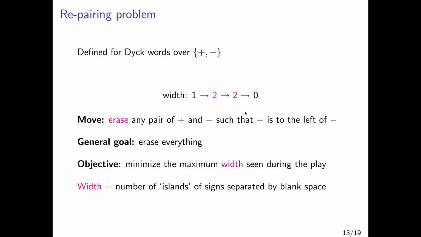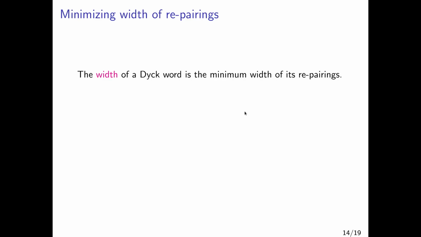Can I reduce this to 1? Well, in fact, for this particular word, the answer is yes. But what happens in general? What happens if I have bigger words? Now, the width of a word is the minimum width over all its repairings, of all such strategies. So here is a question. Do all words, and I'm thinking Dyck words, have repairings of bounded width? Is there a magical constant, let's say 2020, such that all Dyck words have at most this width?